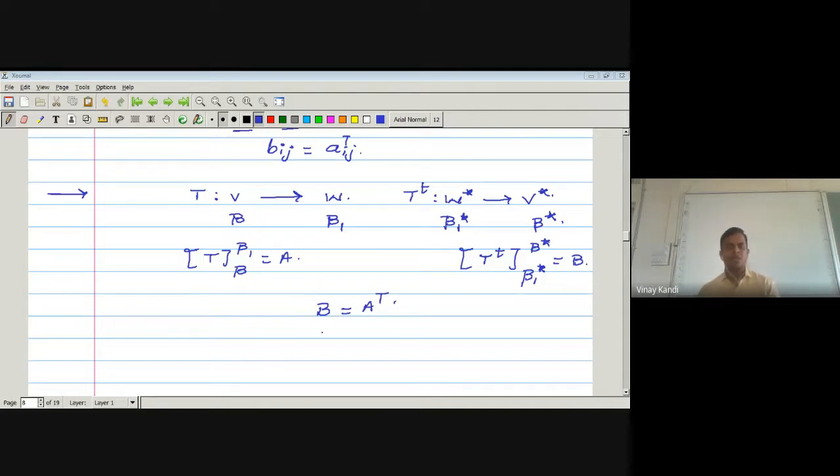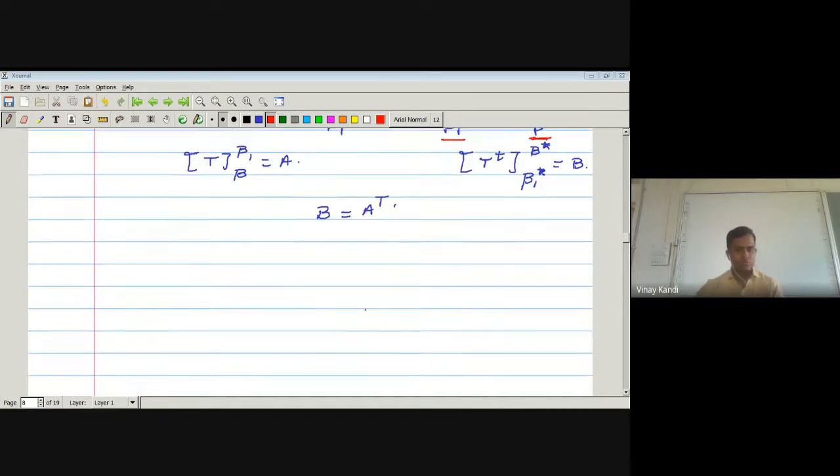आता येईल क्लियर? कळालं आता व्यवस्थित? T is the transformation from V to W. T transpose is the transformation from W star to V star. Basis for V is beta. Basis for W is beta 1. Basis for W star is beta 1 star. Basis for V star is beta star. And the matrix of T relative to beta and beta 1 is A, and the matrix of T transpose relative to beta 1 star and beta star is B. And we have to show that B is equal to A transpose.